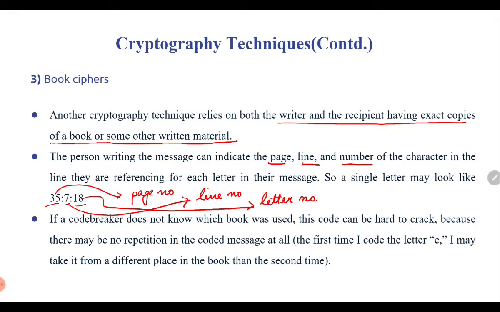So this code can be hard to crack because there may be no repetition in the coded message at all.